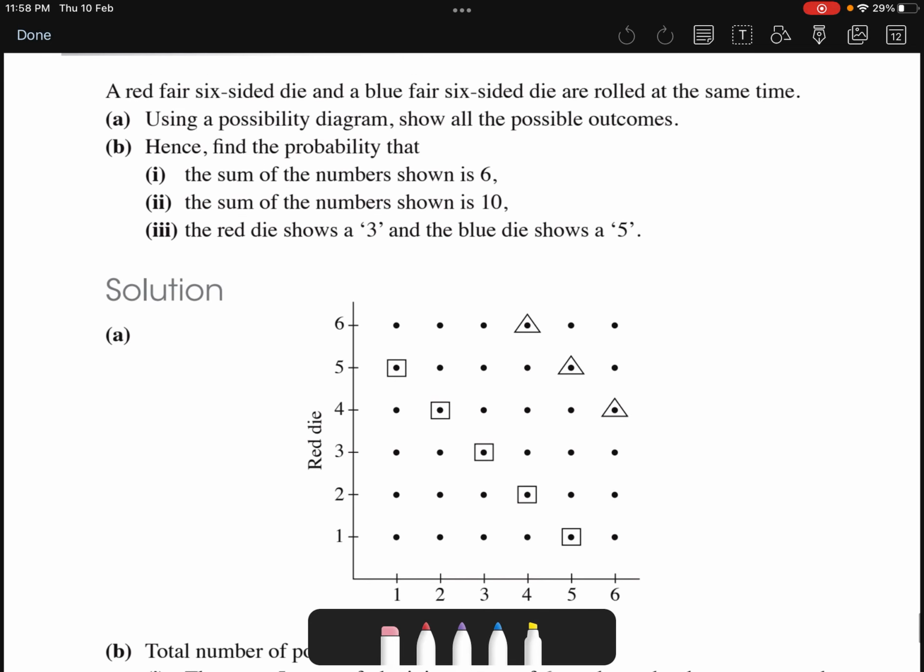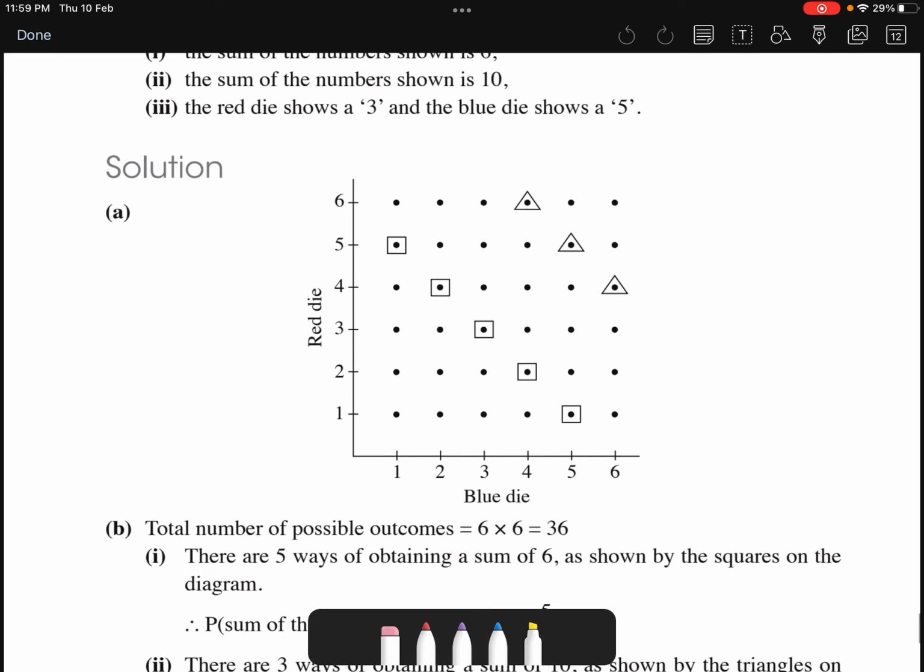Okay, so you notice that I have a red fair six-sided die and a blue fair six-sided die are rolled together at the same time. So it's not one after the other, it's together. Okay, so first part they always will ask you to draw a possibility diagram. Okay, so you just draw a possibility diagram.